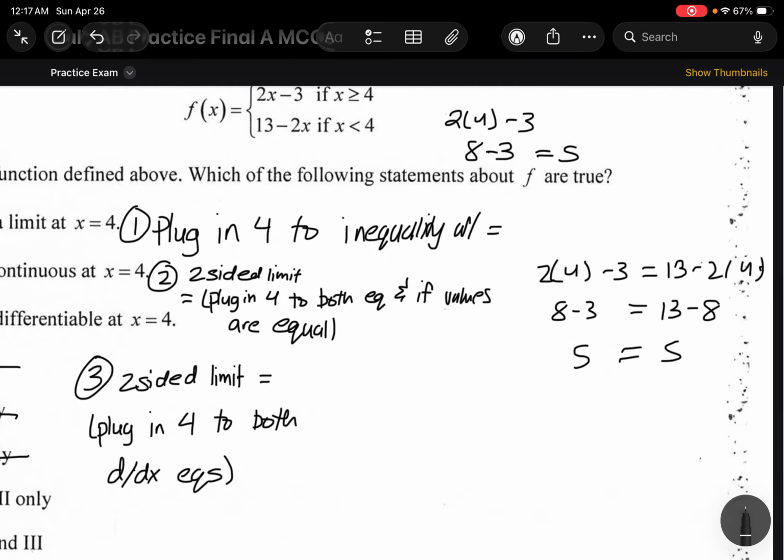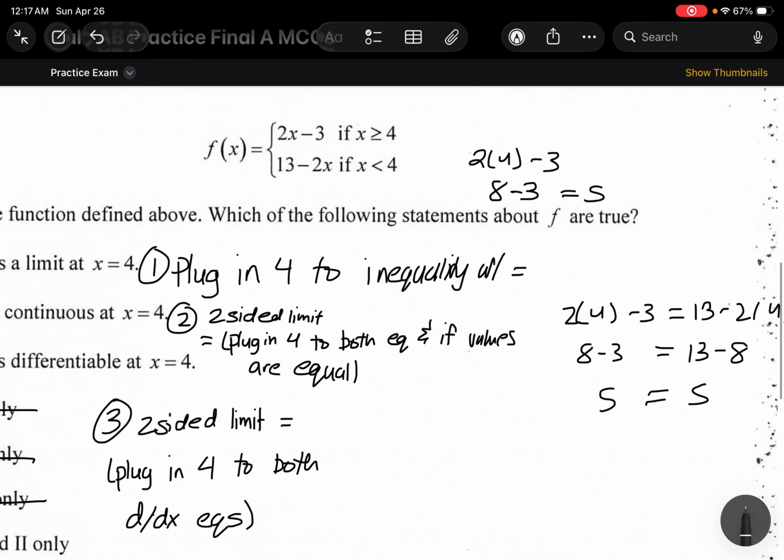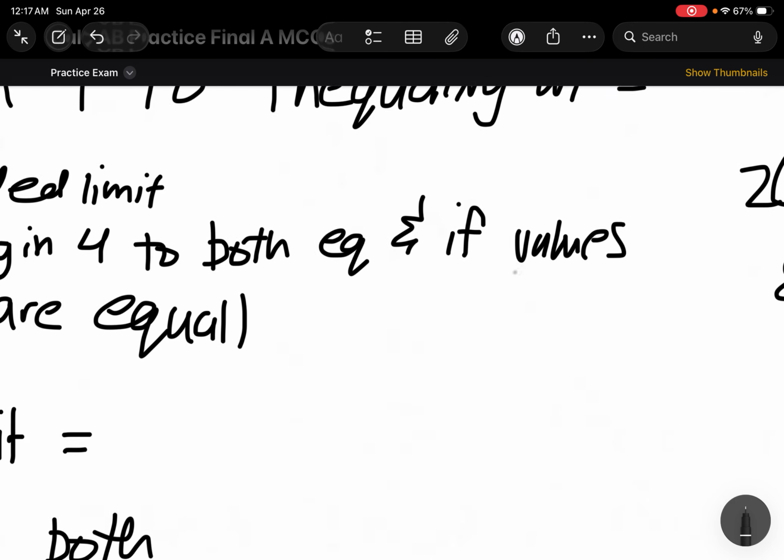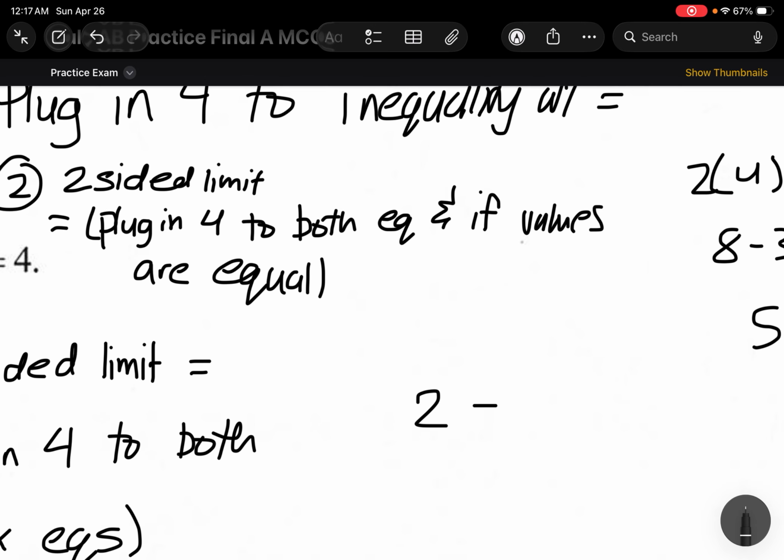So now, what is the derivative of the left side? The right side? Doesn't really matter, since we're both testing. They're both going to be set equal to each other, so they're going to be possibly worth the same thing. What is the derivative of 2x minus 3? The derivative of that is going to be 2.